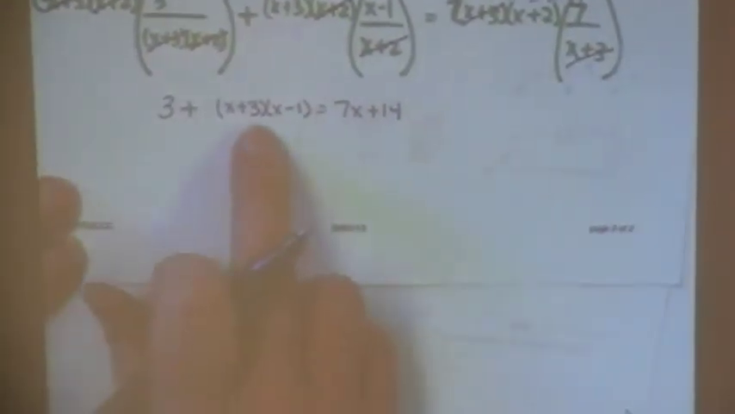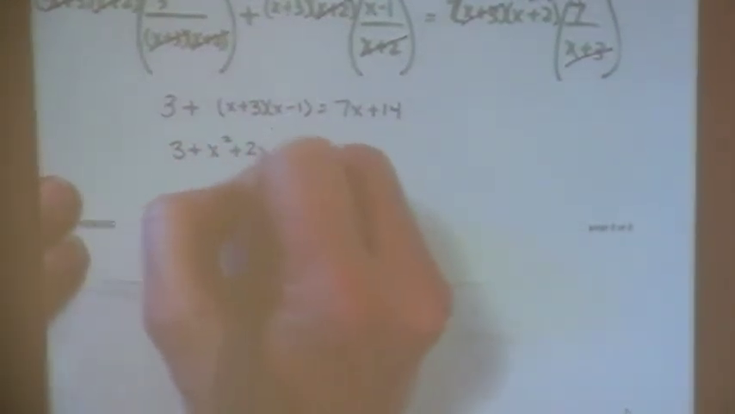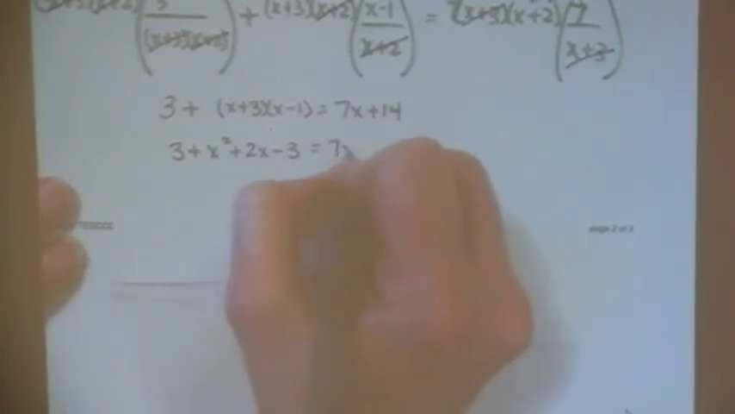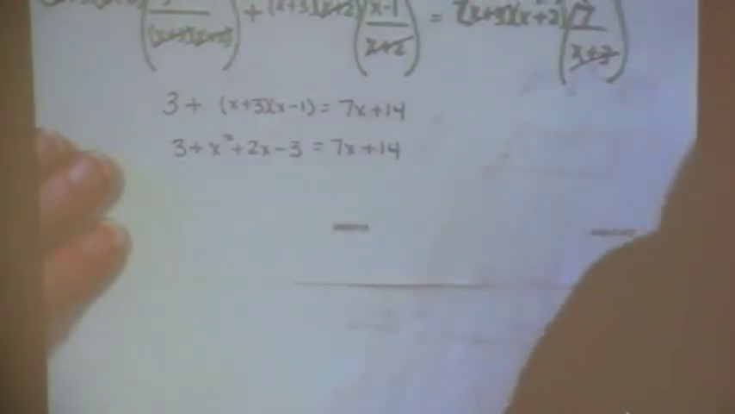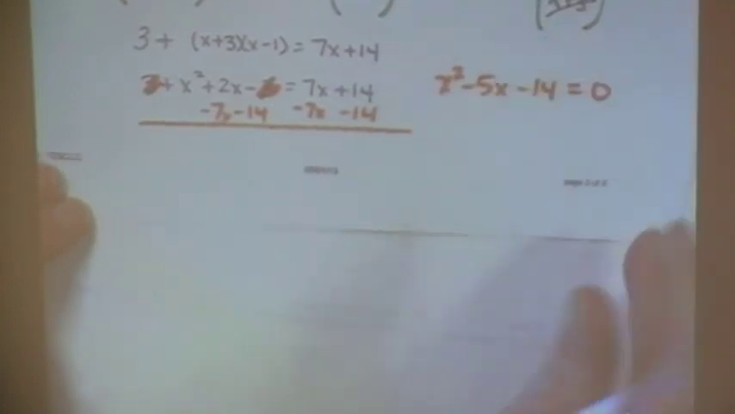Okay, now I'm going to FOIL this or distribute this. So you get x squared plus 2x. Okay, so now I've got like terms to combine. Yeah, my positive 3 and negative 3 cancel each other out, so I can get rid of those. And I'm going to move my 7x and my 14 over because I'm going to have to factor. So you end up with x squared minus 5x minus 14 equals 0.